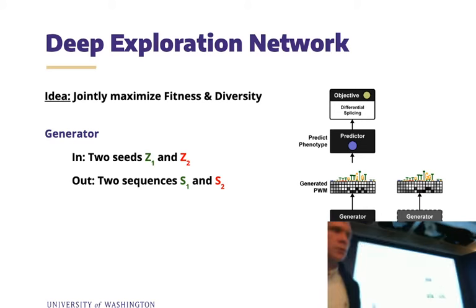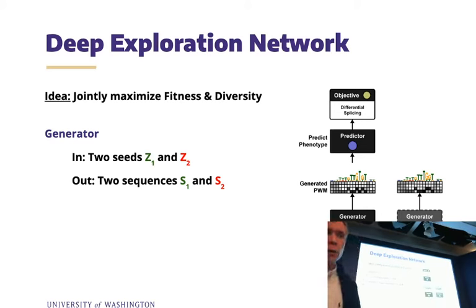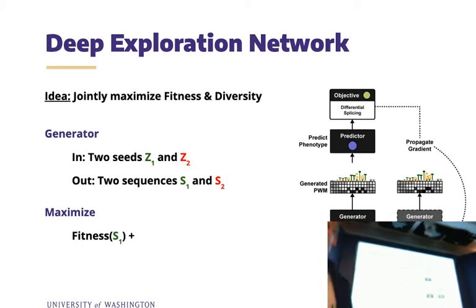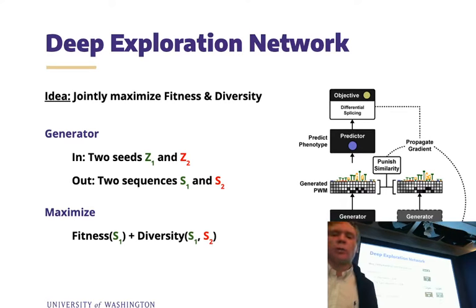You then feed one of those sequences to your pre-trained predictor model and evaluate your objective function, and then train the weights of the generator to optimize the generator for your functional objective. But then you also compare your two generated sequences based on some differentiable similarity metric, and then optimize your generator to minimize this diversity cost. And so you're jointly trying to maximize the functional fitness as well as the diversity of your model.